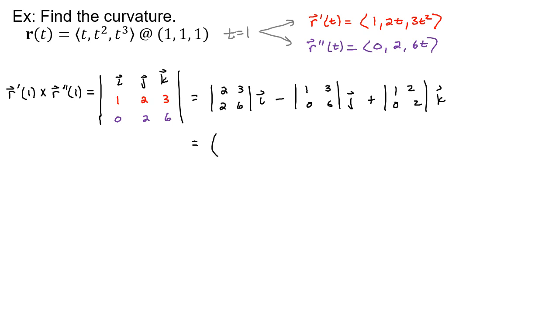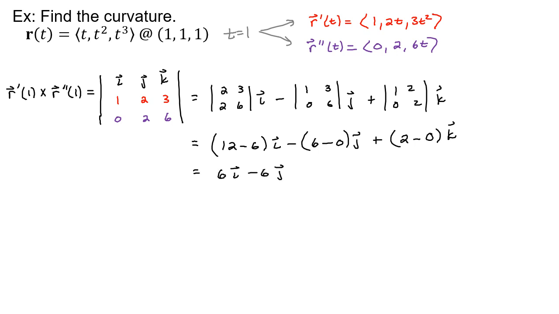And so I'll get 2 times 6 is 12, minus 2 times 3 is 6. 1 times 6 is 6, and then 0 times 3 is 0. 1 times 2 is 2, and 0 times 2 is 0. So I'll get 6i, minus 6j, and 2k. Or if you want to write it in the same format, this is 6, negative 6, and 2. And that would be my cross product.